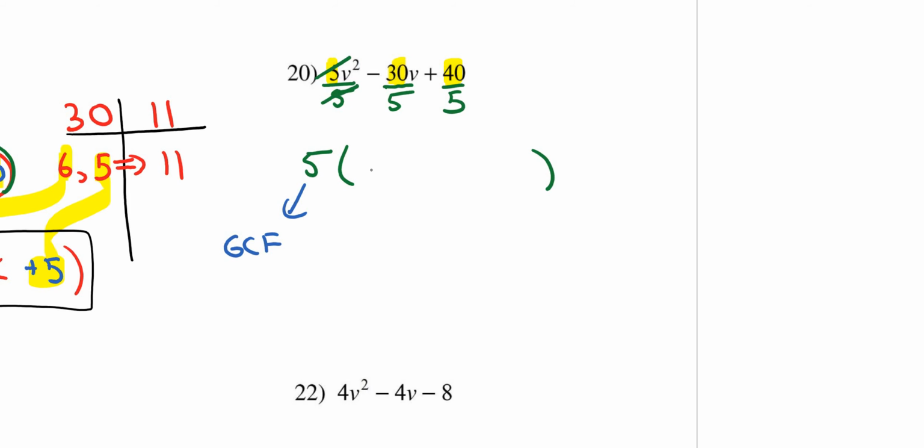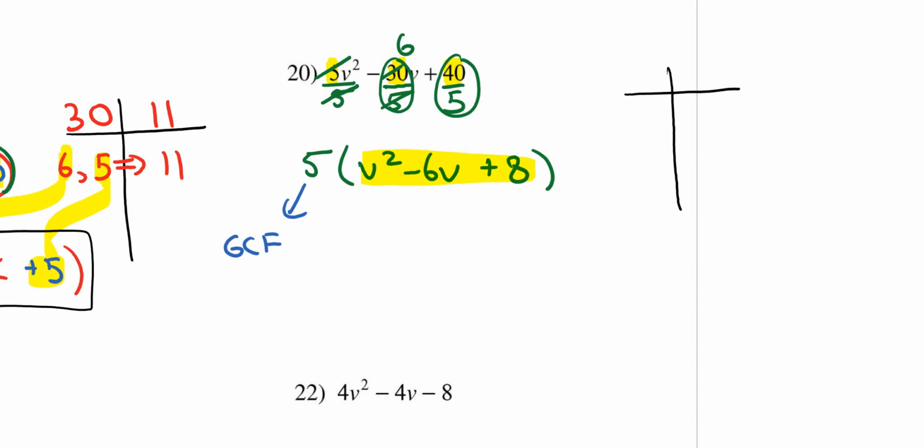So 5 divided by 5 is 1, so this will be v squared. And then 30 divided by 5 is going to be 6, so minus 6v. And 40 divided by 5 is plus 8. All right, and now the goal is I want to factor this inside trinomial by using the table method. So now I need two numbers that multiply to 8, and those two numbers need to add to negative 6. Well, two numbers that multiply to 8 are 4 and 2, but since I need a negative 6 there, we can put negative signs in front of both of those numbers, because if you multiply two negatives, that gives you a positive number, and negative 4 minus 2 is going to be negative 6.